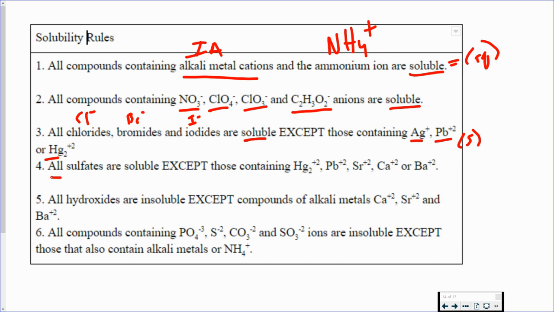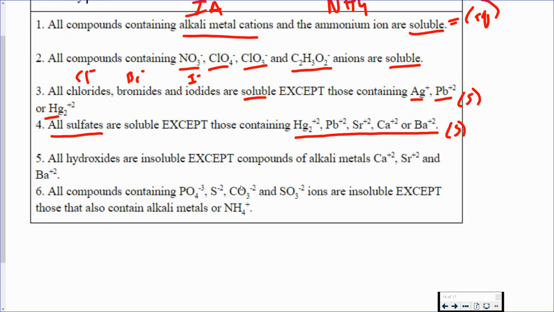Number 4, it says all sulfates are soluble, except, again, these 5 different cations. So these 5 different cations would make a solid attached to a sulfate. Rule number 5 on the solubility rules says all hydroxides are insoluble. So they are now insoluble, meaning they're all solids, except for when they are contained with alkali metals, which is, remember, we said that is group 1 on the periodic table. And these 3, calcium, strontium, and barium.